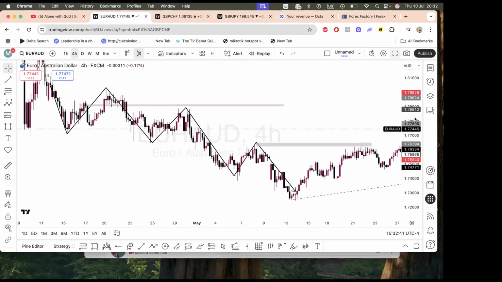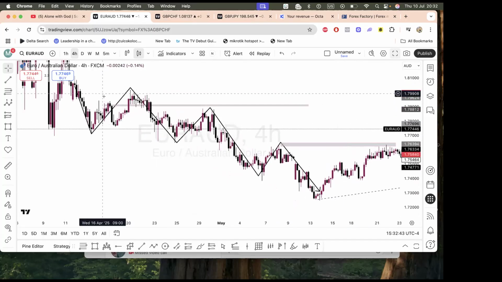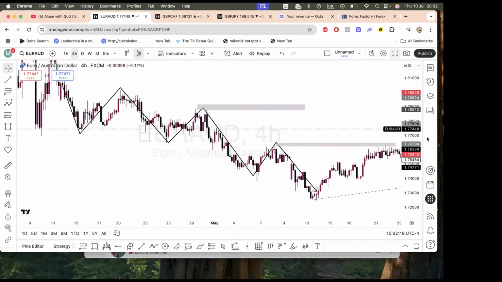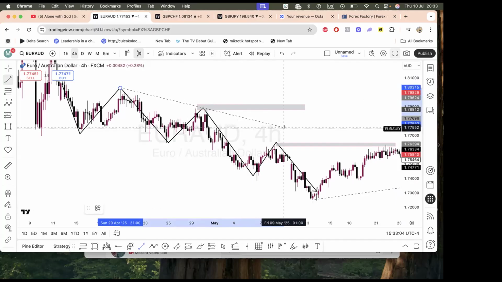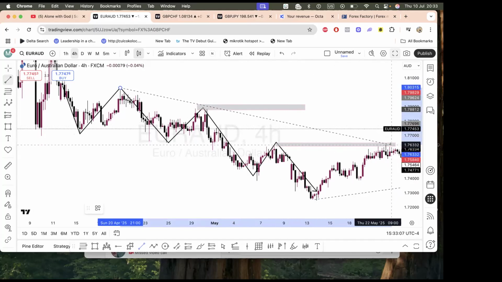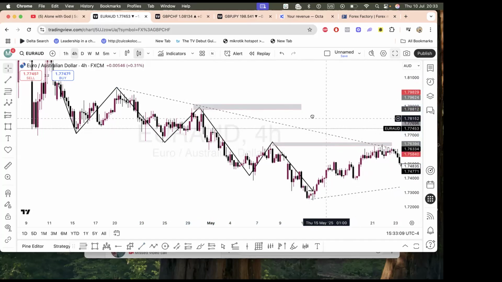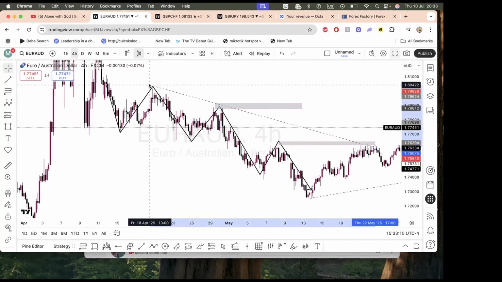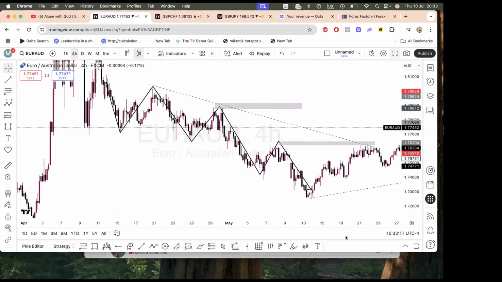How do you draw a trend line on a sell trend? What do we connect? We connect the highs. Beautiful. And that's why the trend line is on top of a bearish trend.